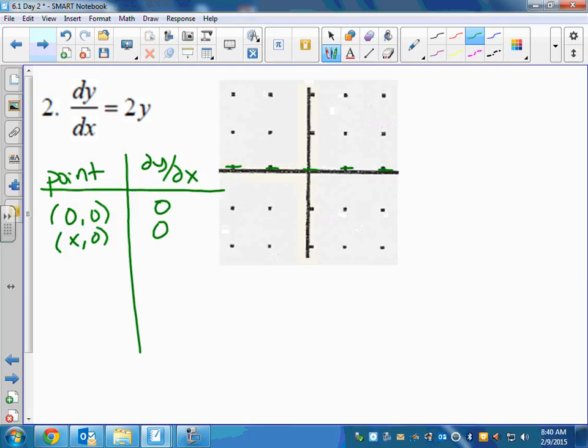What about, I'm going to go with just x's if you're okay with that, instead of putting an actual point. At any x value, but when the y value is 1, what's my slope going to be? Because 2 times 1 is going to have a slope of 2. What's the slope of 2 going to look like compared to a slope of 1? Steeper, right? And again, for me, sometimes I think about what the line would look like when the y value is 1, which means this whole line here is going to have a slope of 2.